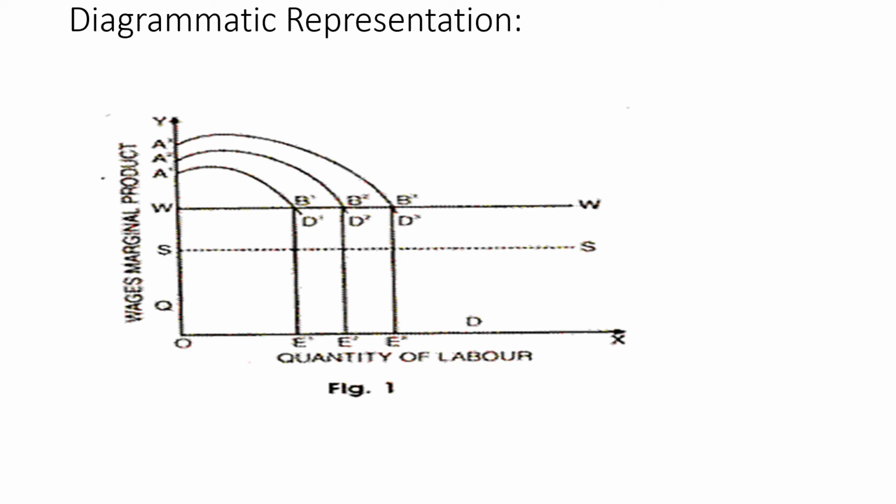And if you start at OE1, what happens is that, here at OE1, we could see that the MP is A'D1. The marginal productivity is at A'D1 here, and the total output is OA'B'E1. Here, the wage paid is OWB'E1, and here the surplus output is WA'B'. Okay, this is the surplus output, which is reinvested so as to make the next level of production.